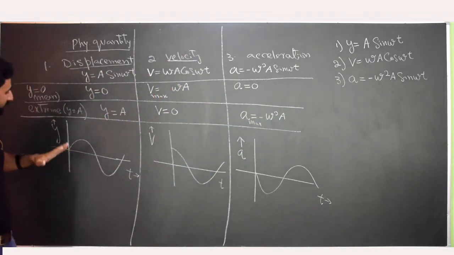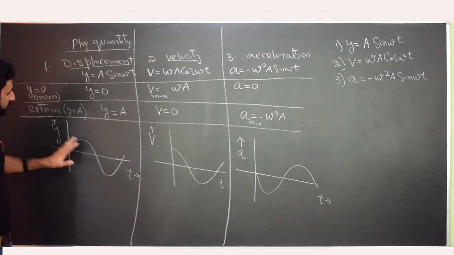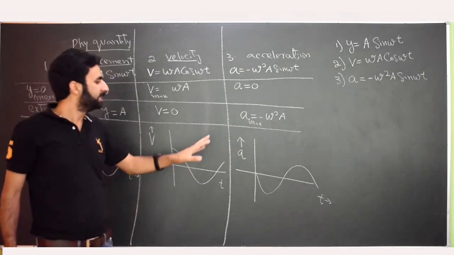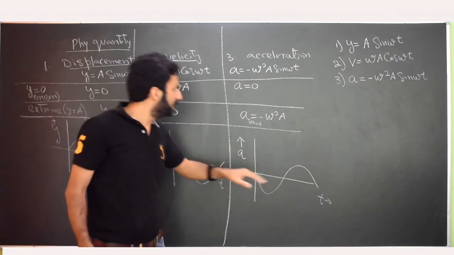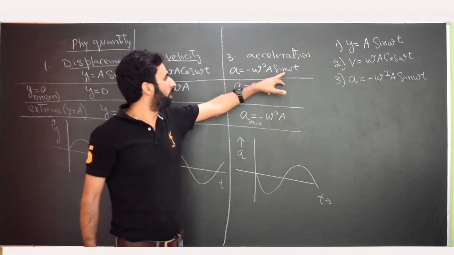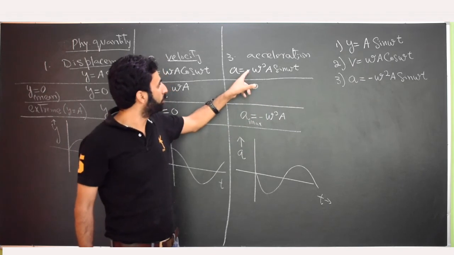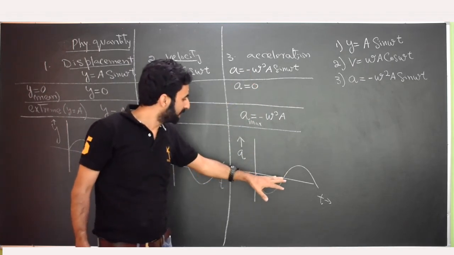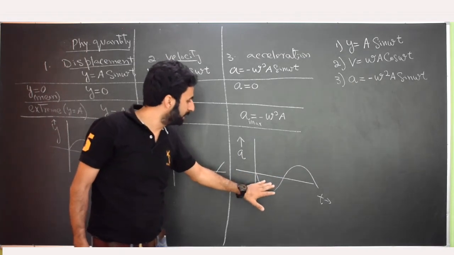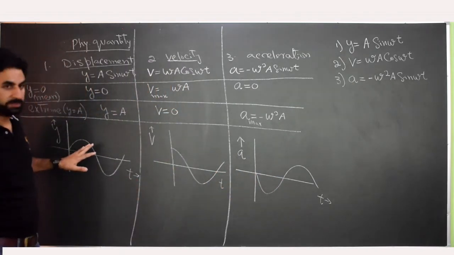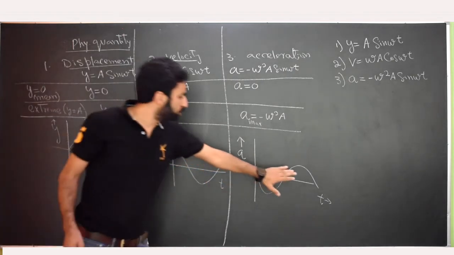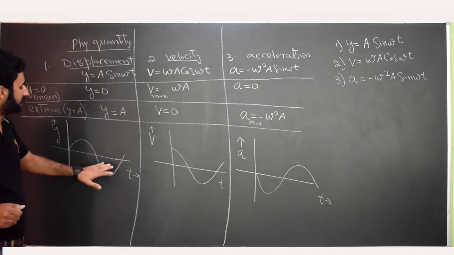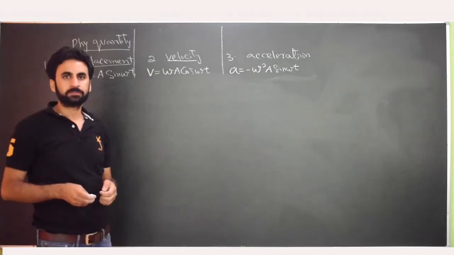And as far as the graphs are concerned, the displacement versus time graph is given. The velocity versus time graph will be a cosine one. The acceleration versus time graph will also be a sinusoidal one, but opposite to that of the displacement owing to this negative sign. So the cycles will get inverted. We'll have the negative cycle where the positive cycle of displacement used to be, and the positive cycle of acceleration where the negative half cycle of displacement used to be.